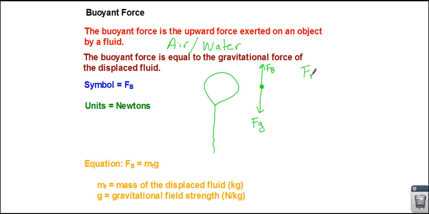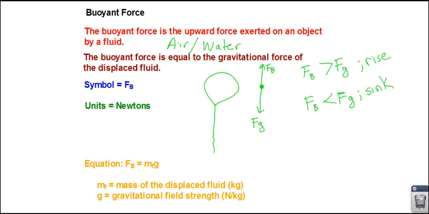Now, if the buoyant force is greater than the weight or gravitational force, so if this force is bigger, well, then it's going to accelerate upward. It is going to rise. However, if the buoyant force is less than the gravitational force, okay, so this is smaller than the gravitational force, then the net force is going downward and the balloon will sink, okay? So we could have it rise, we could have it sink, and then we're missing the one in between. What if those two forces are equal?